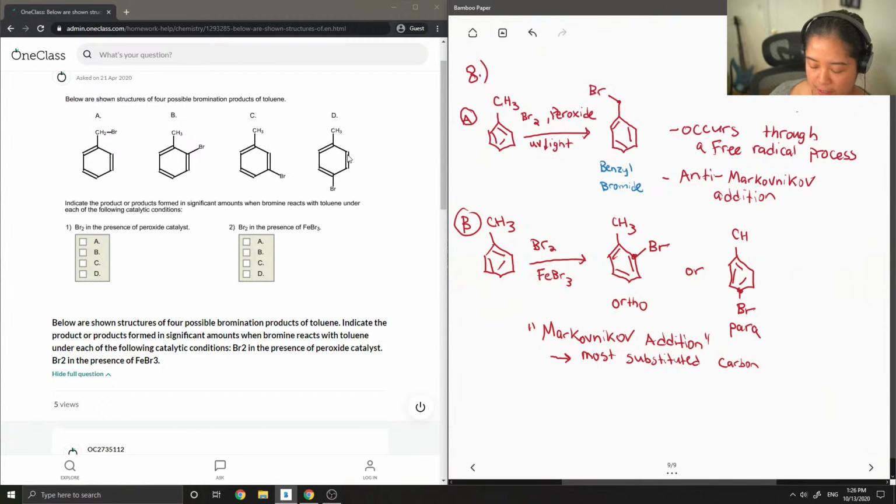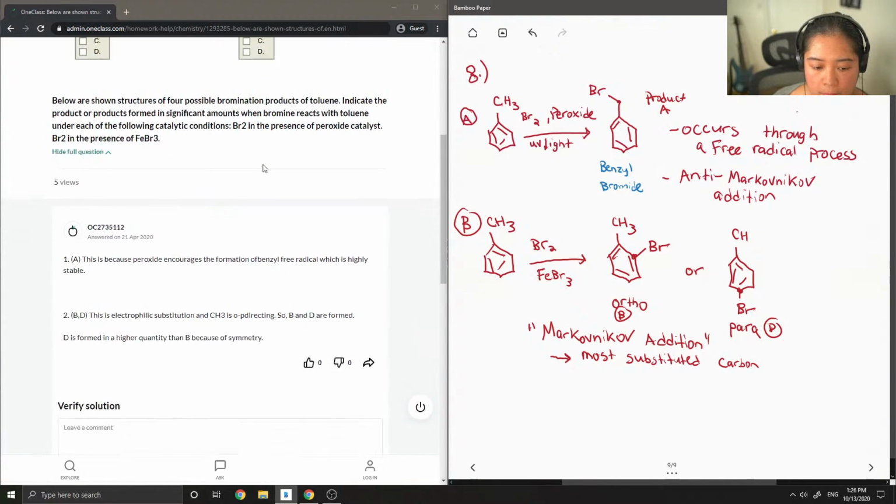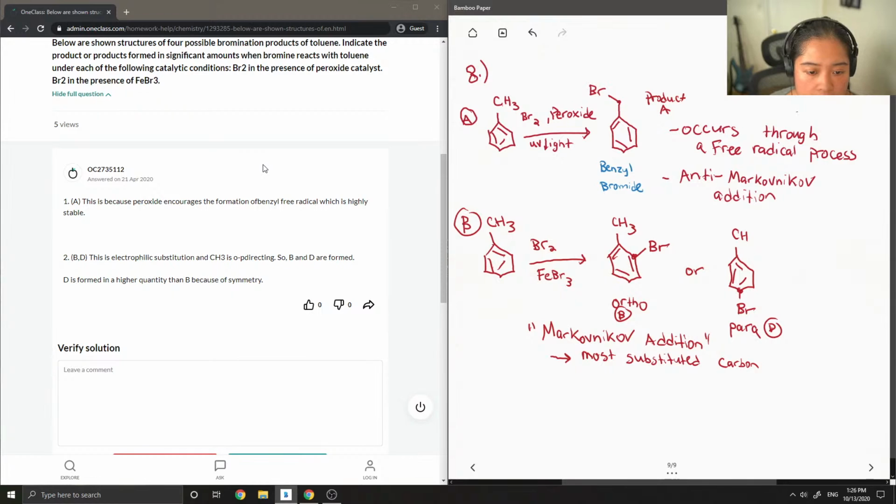Oh yeah, let me just write down what letters these are. So this is the same thing as product A. This is product B, and this one is product D. So for part 1, this is peroxide, because peroxide encourages the formation of benzyl free radicals, which are highly stable.